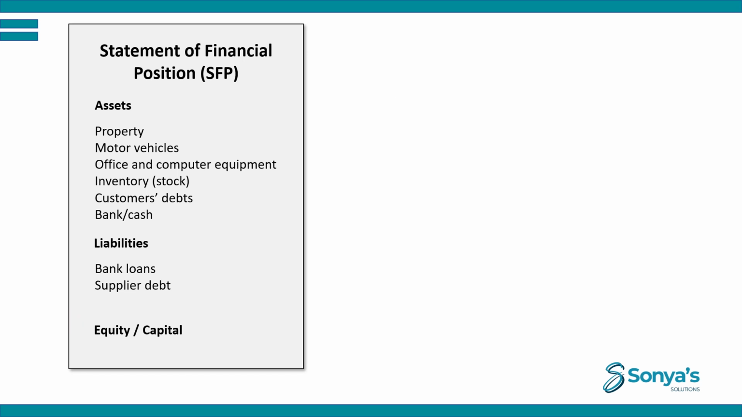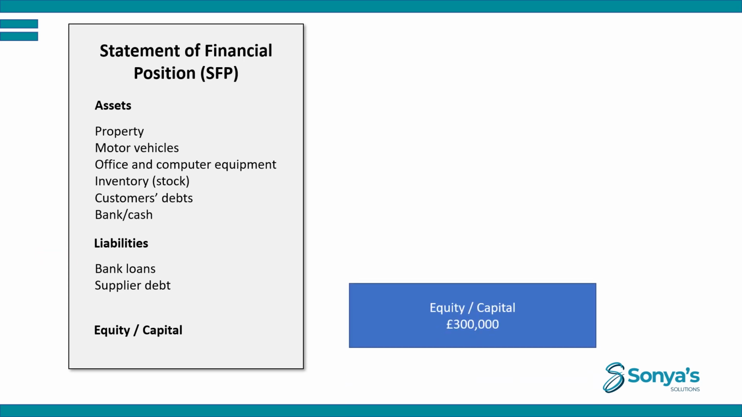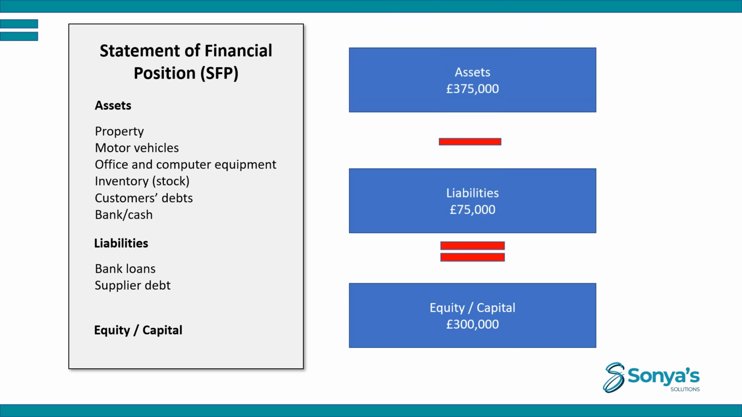Equity, also known as capital, is the business's net worth. It's the amount that could be returned to the investors if the business was to sell all of its assets and repay all of its debts. Equity is classified as a liability as it's owed to the investors. The calculation we use to calculate a business's net worth is called the accounting equation. Total assets less total liabilities equals equity or capital.